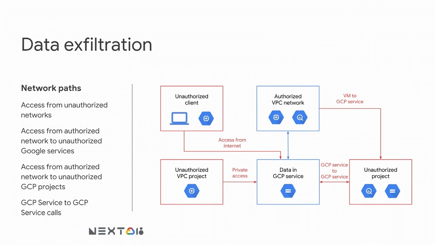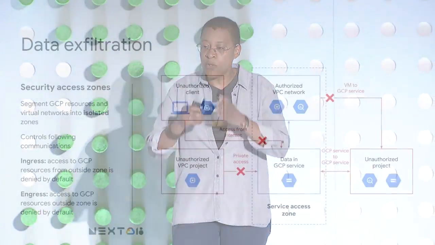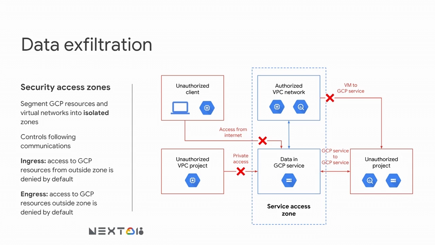So I'll just go through a quick example so you can visualize what this actually means. Here we have two projects that are allowed to communicate with each other. So you've got the IAM controls, you've got the firewall rules set up between them. But as you can see, there are other paths in and out. An unauthorized client might be able to get to the data in your GCP service there. It might look scary, but we have something to alleviate that pain. Service access zones. So here you can see that you define this perimeter. You define things like trusted IP ranges.